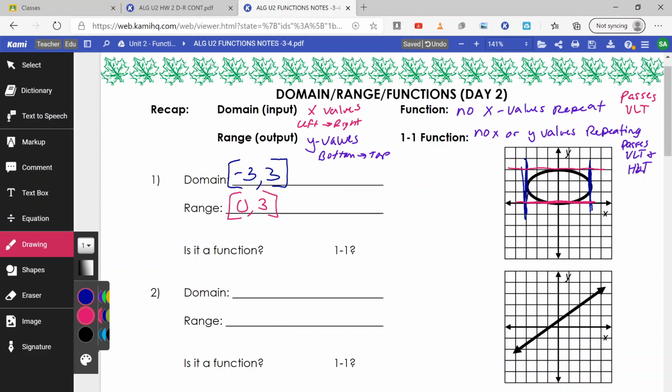Do we have a function? Again, all I have to do is draw a vertical line through this graph. I draw a vertical line and I hit 2 different spots, which means it is not a function. And because it's not a function, it is not one-to-one.